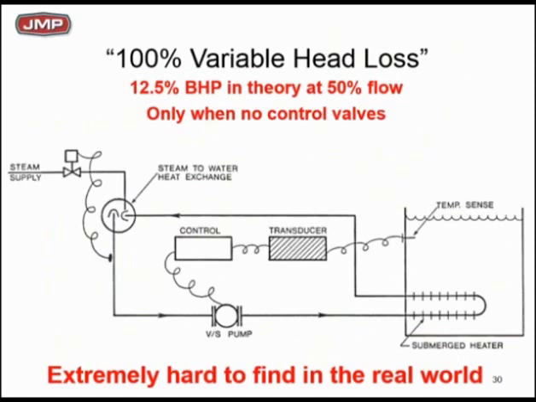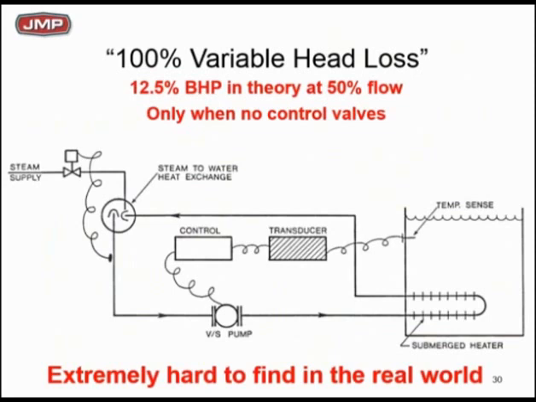I've got one zone, no two-way valve. My temperature sensor is controlling the speed of the pump directly to vary the flow to maintain the temperature in that process at whatever it needs to be. So in this case, at half flow, I would have 25% of the head or 12.5% of the brake horsepower. In this case, I do have 100% variable head.